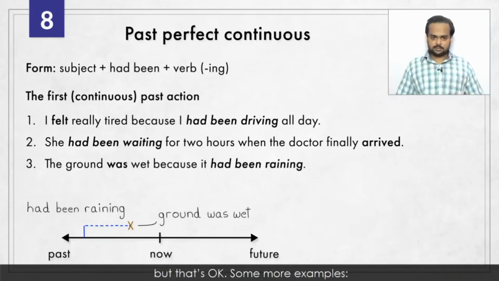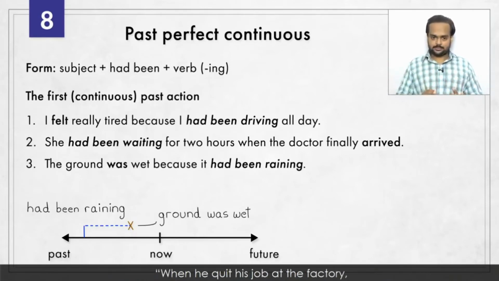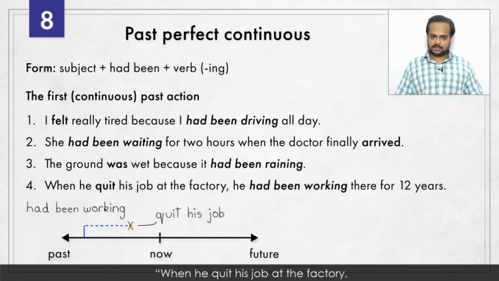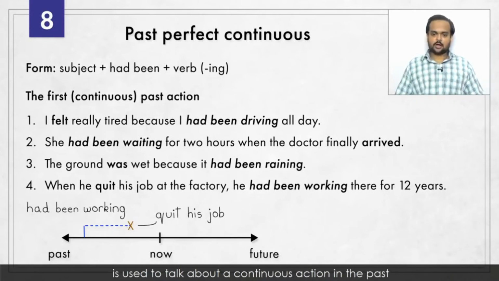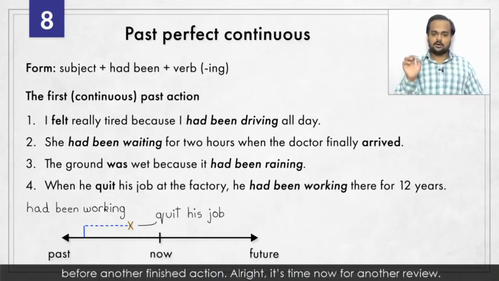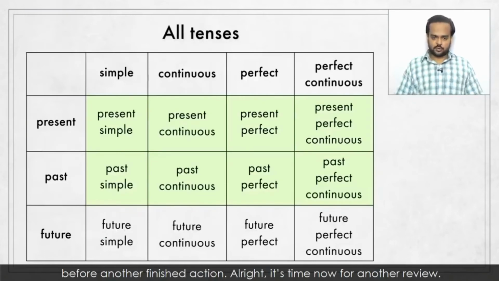Some more examples. The ground was wet because it had been raining. It had been raining first, and so the ground was wet. When he quit his job at the factory, he had been working there for 12 years. So remember that the past perfect continuous tense is used to talk about a continuous action in the past before another finished action. All right, it's time now for another review.